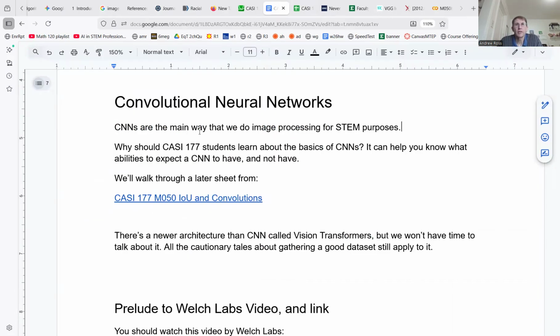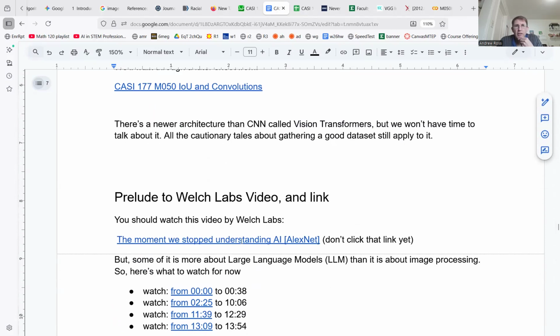So that's our explanation of the basics of convolutional neural networks. There's a newer architecture for image processing called vision transformers, but we won't have time to talk about it. All the cautionary tales about gathering a good data set still apply to any newer architecture for doing image processing. So next, I'm going to send you to watch a video by Welch Labs that I really like. It's called The Moment That We Stopped Understanding AI. But some of it is more about large language models, which we'll talk about later. I don't want you to stress about those large language model parts of the video.